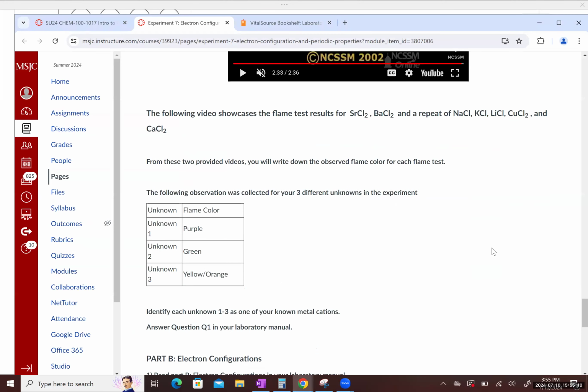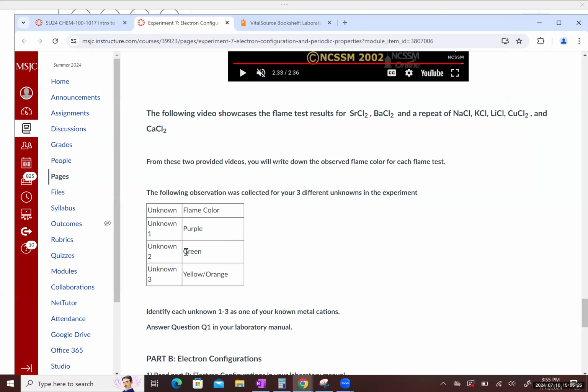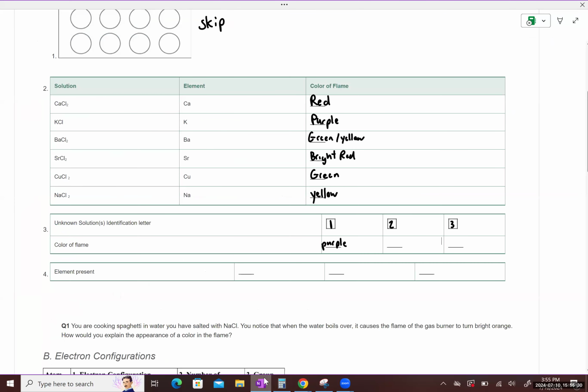So I provided you a table, unknown 1, 2, and 3. Unknown 1, we noted had a purple flame. Unknown 2 and 3, let's just record from this table. Unknown 2 had a green flame, and unknown 3 had a yellow-orange flame.